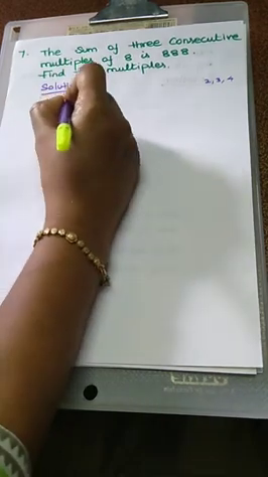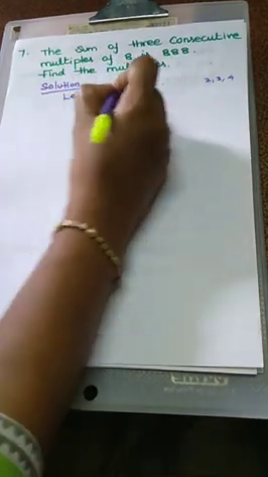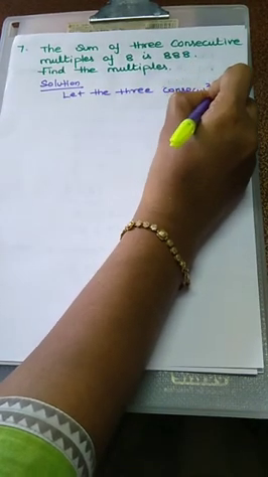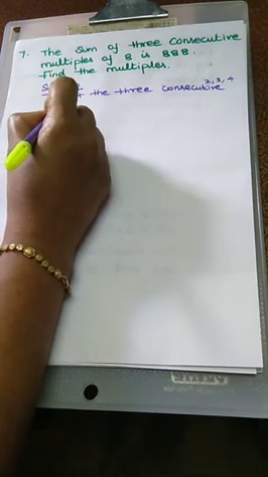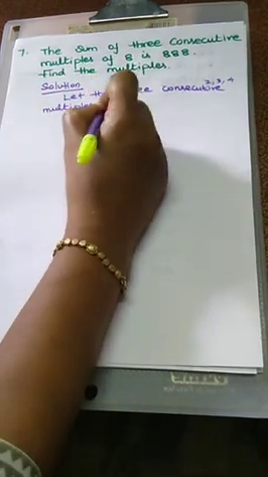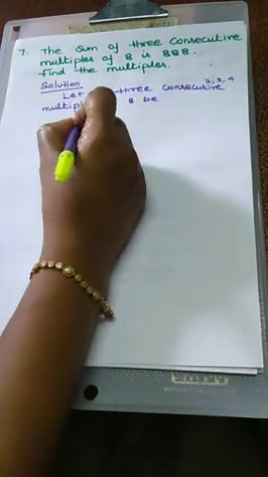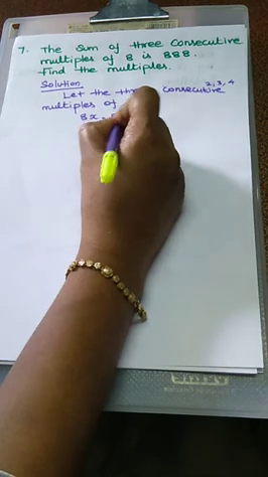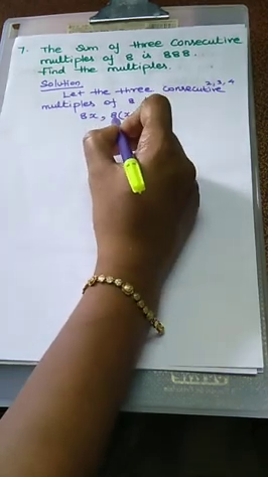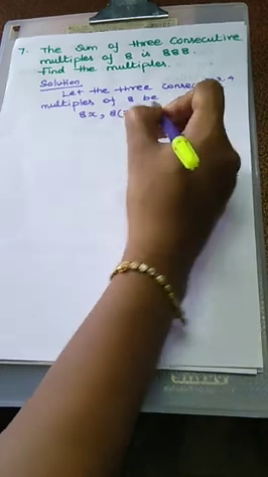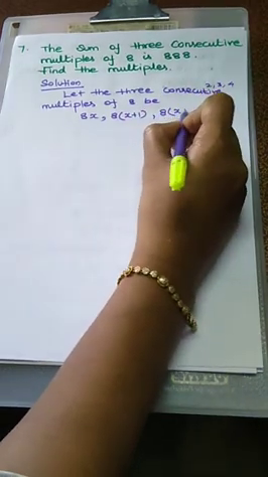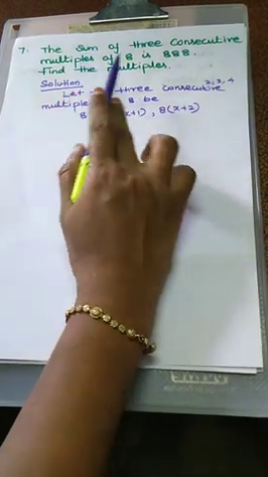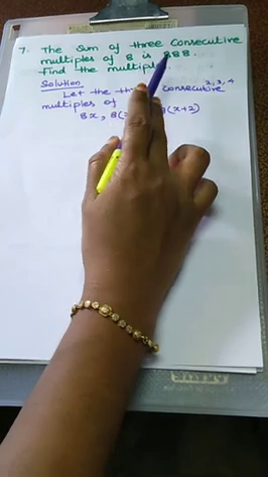First we have to take the 3 numbers. Let the 3 consecutive multiples of 8 be, first value we just take, that is 8x. Next means we have to add 1 to the value. So 8 of (x plus 1). Because here we are discussing multiples of 8, so I put the bracket. Next one, 8 of (x plus 2). These are the consecutive multiples of 8. Okay. What is the clue? Sum of 3 consecutive multiples of 8 is 888.